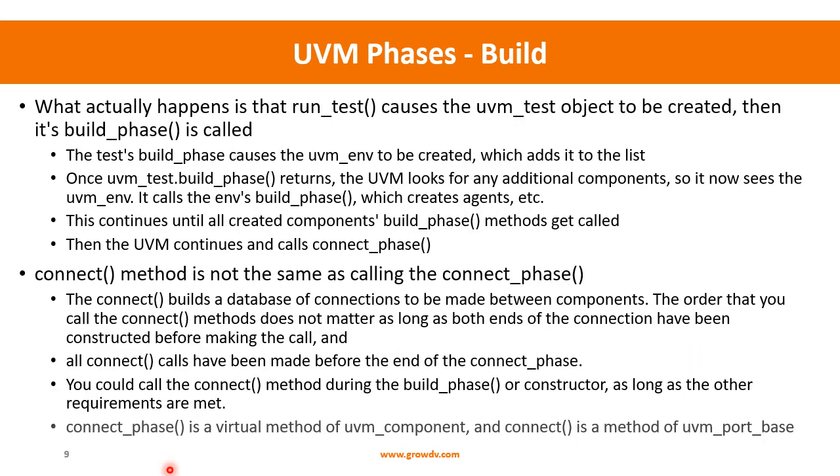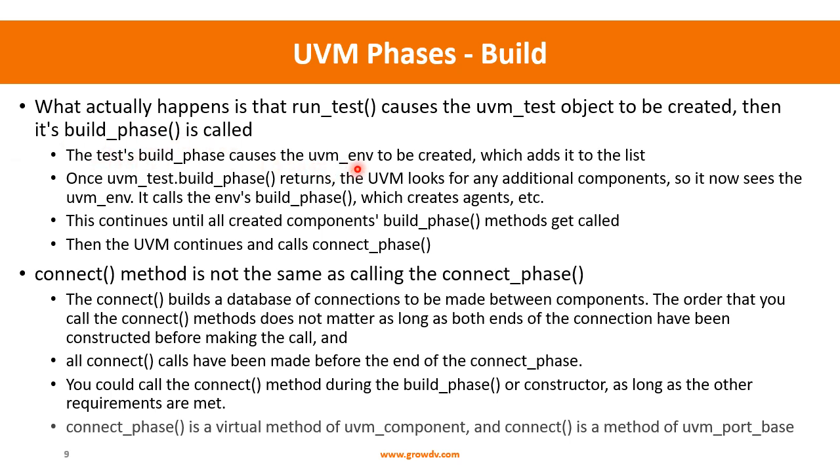Okay, before we move further, let's summarize a few quick points. What happens is that run test causes the UVM test object to be created, which is named uvm_test_top. Then its build phase is called. That's how the top-down phasing begins.